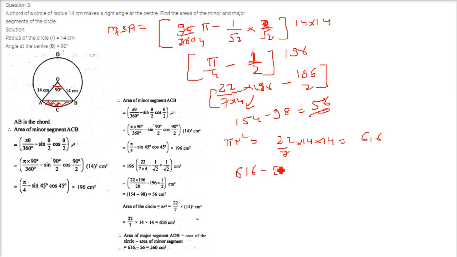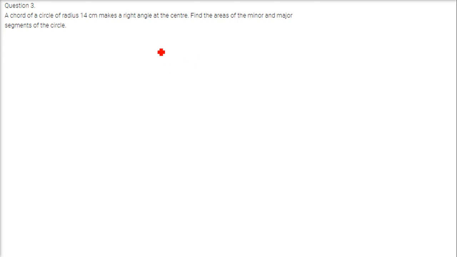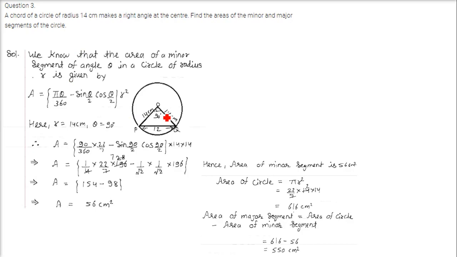And you have to subtract this to get the major part. So 616 minus the minor area part, this is going to be 560 centimeters square. So this is the answer. This is the major region area.